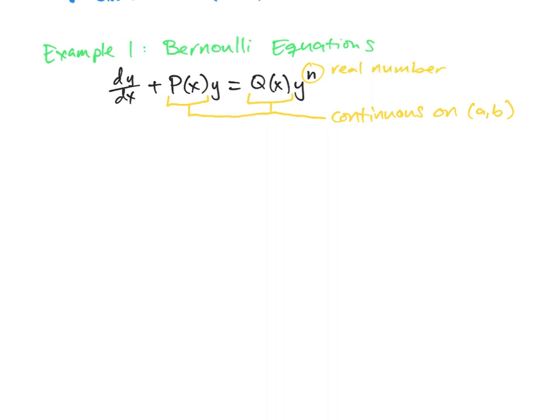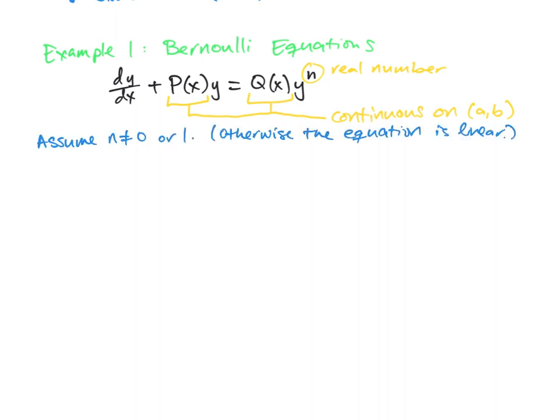Okay, so let's suppose that we have an equation that can be put into this form. This doesn't look like any of the categories that we saw before, separable or linear or exact. It's not linear, in particular, because you have this y to the n term, although if n equals 0 or n equals 1, then it is linear. So we'll assume that n is not 0 or 1.